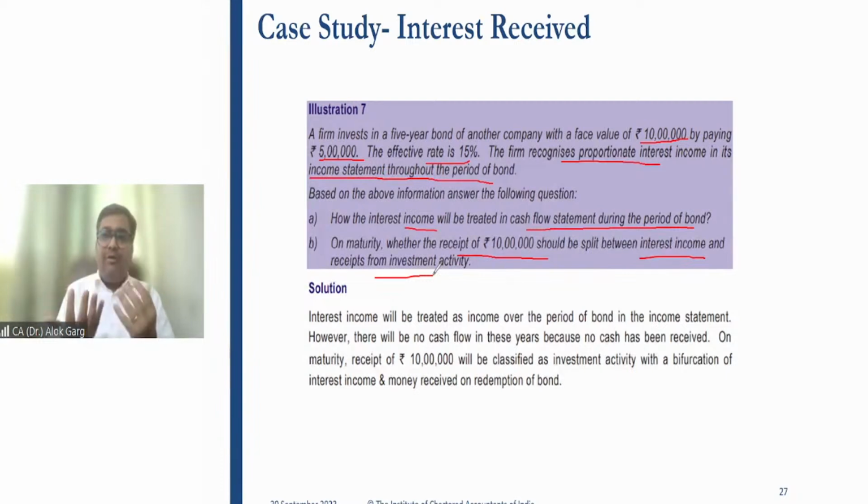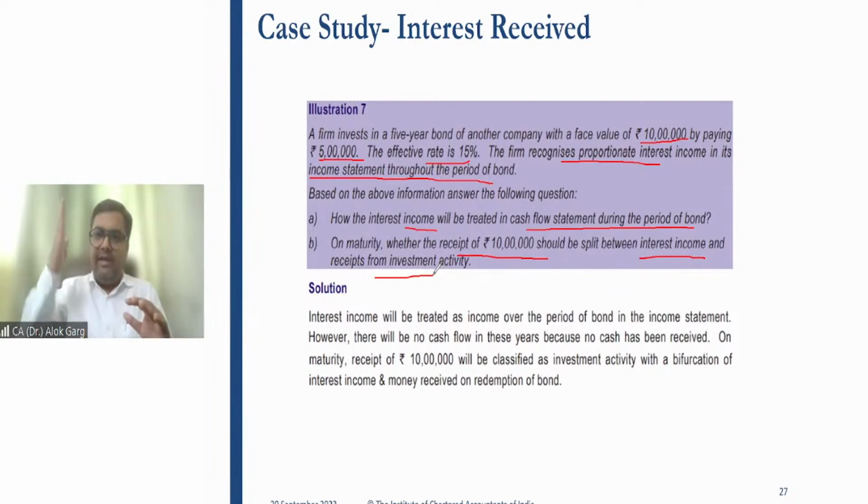So are you getting the actual interest every year? Answer is no. You are accruing interest every year. You are getting the cumulative interest at the end of the period of 5 years. You are getting the cumulative interest. So you will receive 10 lakh rupees in lieu of a deposit of 5 lakh rupees.